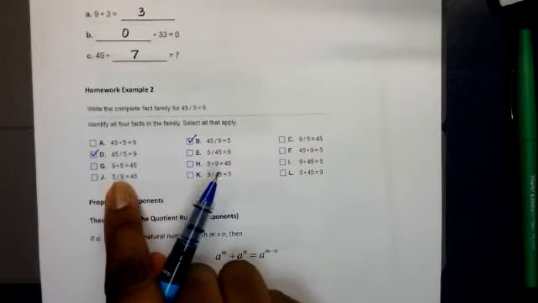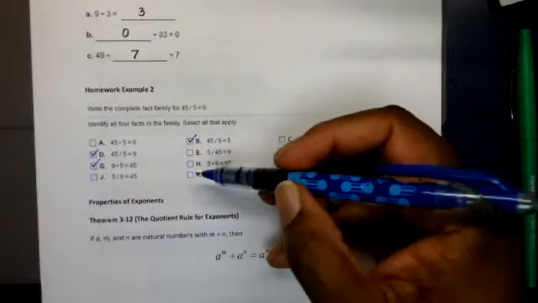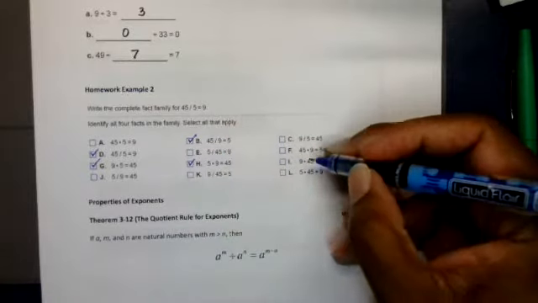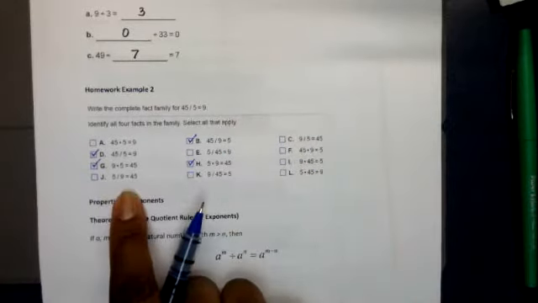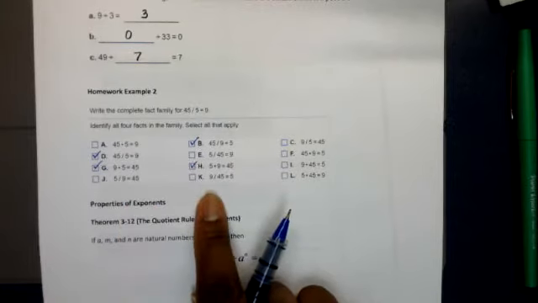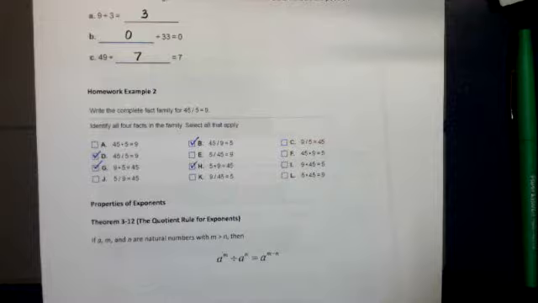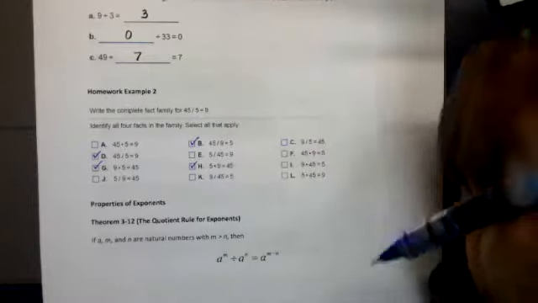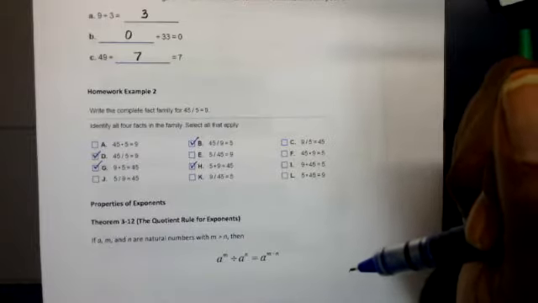Now for this one, 9 times 5 does give us 45. And 5 times 9 gives us 45. We can use that. 9 times 45 does not give us 5. And also 5 divided by 9 doesn't give us 45. Nor does 9 divided by 45 give us 5, and 5 times 45 does not give us 9. So the ones that I have checked are the 4 facts for this family of 45 divided by 5 equals 9.